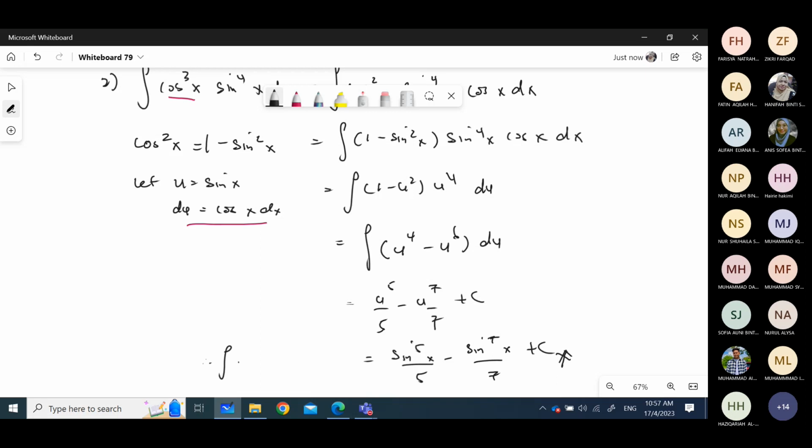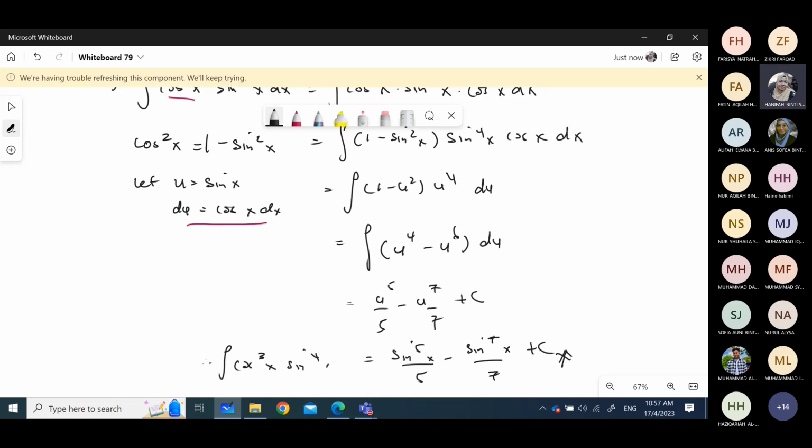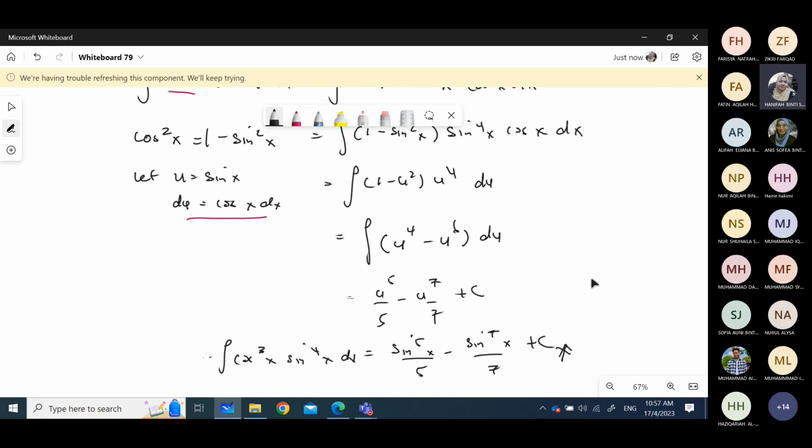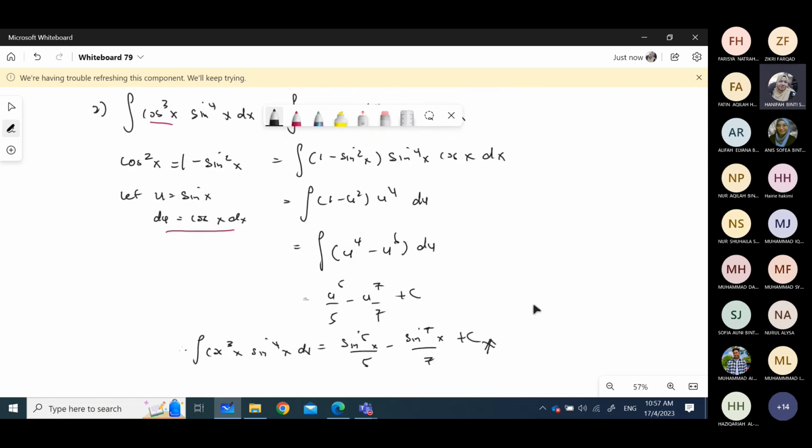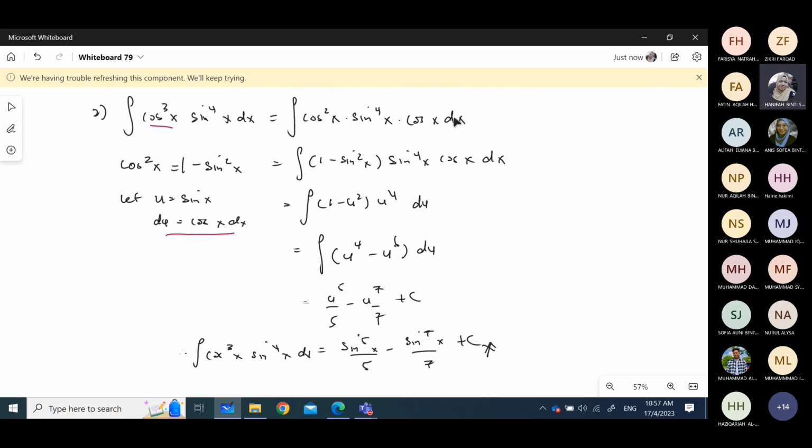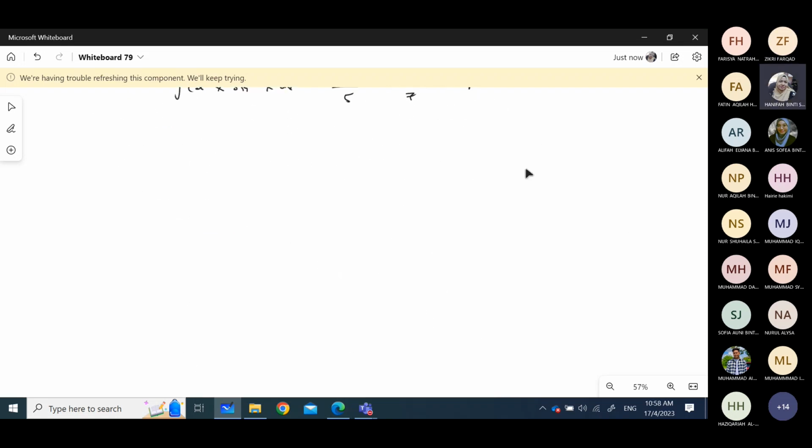Therefore, the integral of cosine cubed x times sine to the power of 4 x dx is equivalent to sine to the power of 5 x over 5 minus sine to the power of 7 x over 7 plus c. Okay, alright, class, any question? No question. Very good.